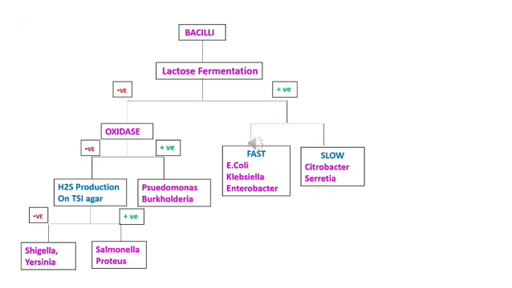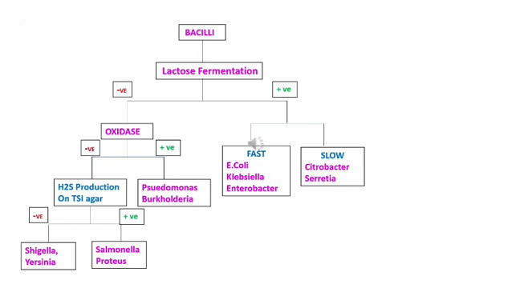Now, if the lactose fermentation is negative, we see NLF colonies on MacConkey agar. How do we identify those organisms? The next step is oxidase. If oxidase is positive, with NLF colonies on MacConkey agar, then it is most likely Pseudomonas or Burkholderia. If the oxidase is negative, then it could be Shigella, Yersinia, Salmonella or Proteus.